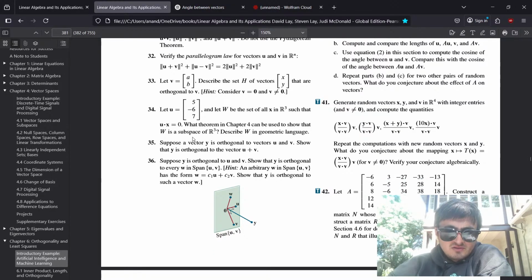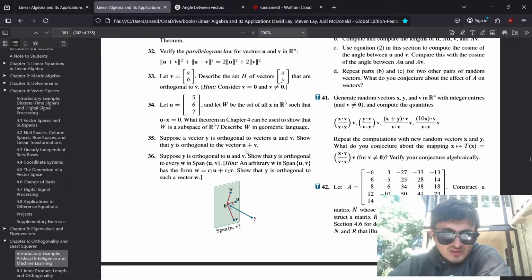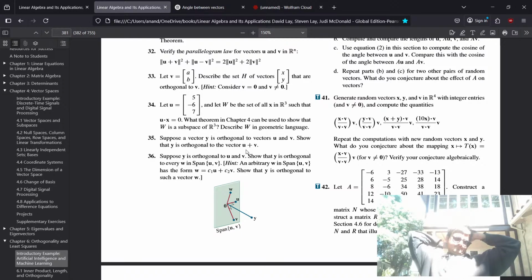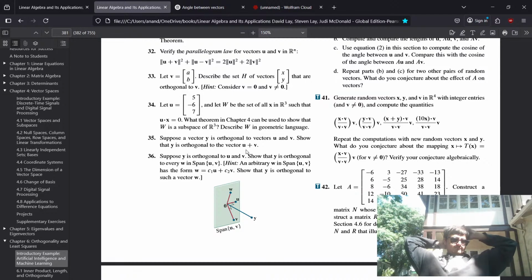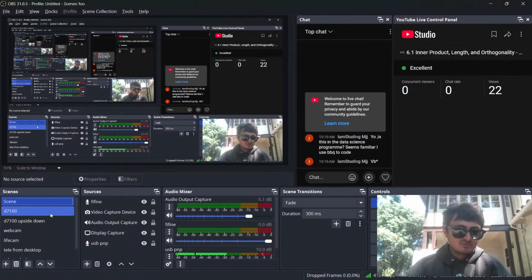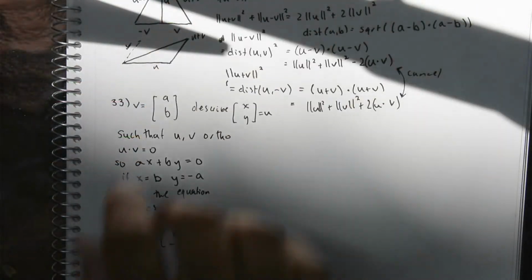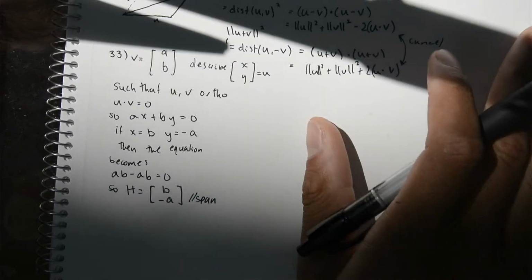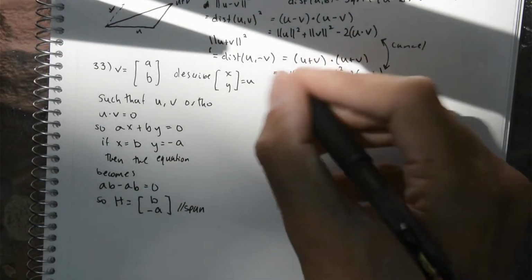Suppose a vector y is orthogonal to u and v. Show that y is orthogonal to u plus v. Oh, interesting. Oh, this is actually really easy. We can do this one in like 1 second. Okay. 35.